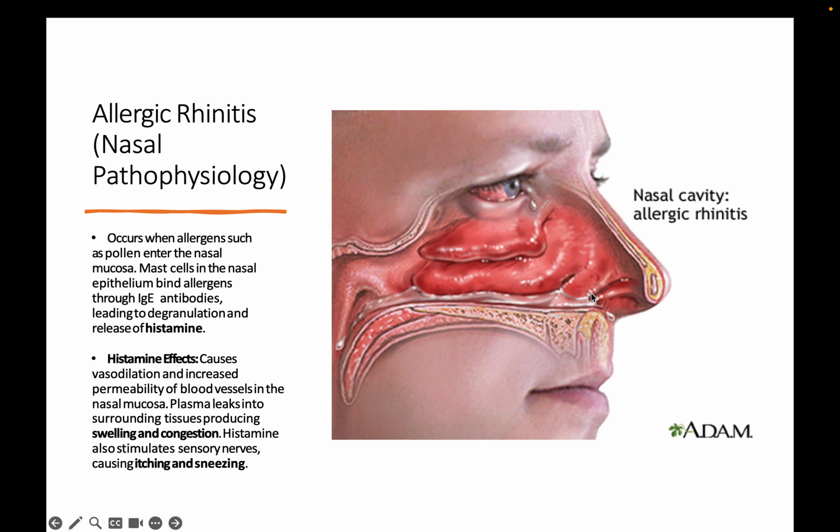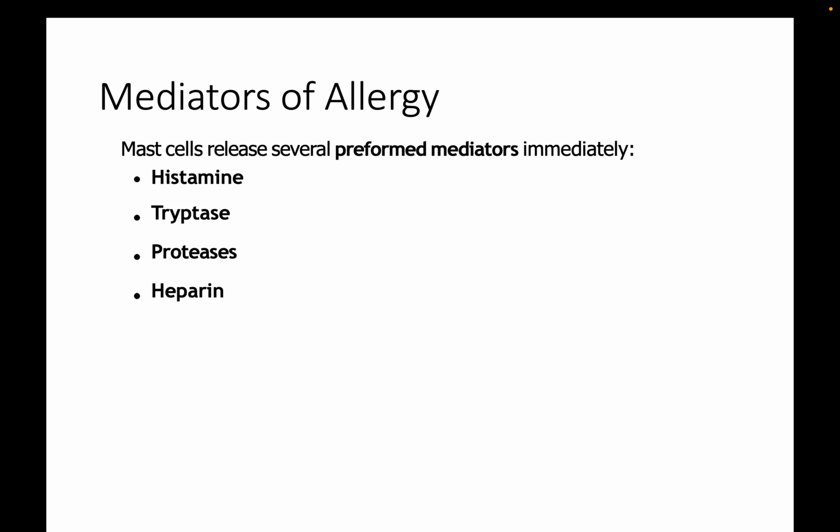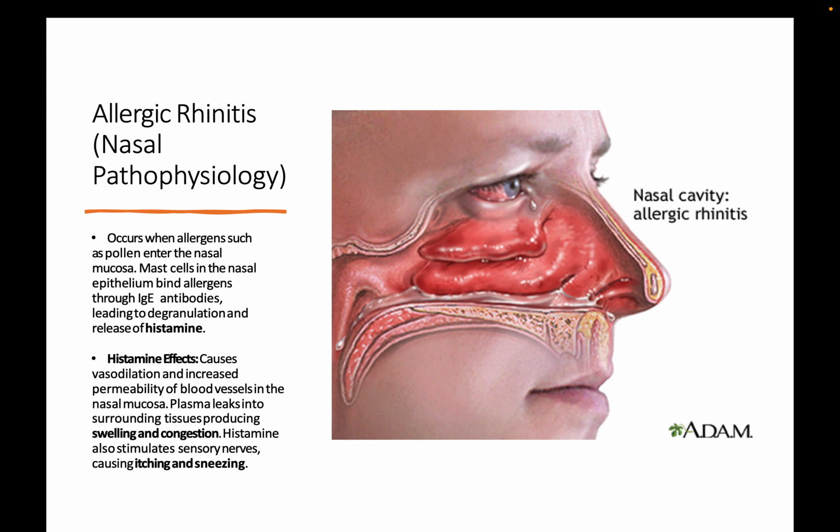What happens is your nasal cavity is exposed to an allergen, for example, pollen. The first time that you get exposed to pollen, nothing happens, but you get sensitized. You create IgE antibodies that are binding to your mast cells or basophils. They're literally waiting for your second exposure. Once the second exposure happens, they start to release the immediate mediators like histamine, tryptase, protease, and heparin. And these are the ones causing all the itching and the sneezing.